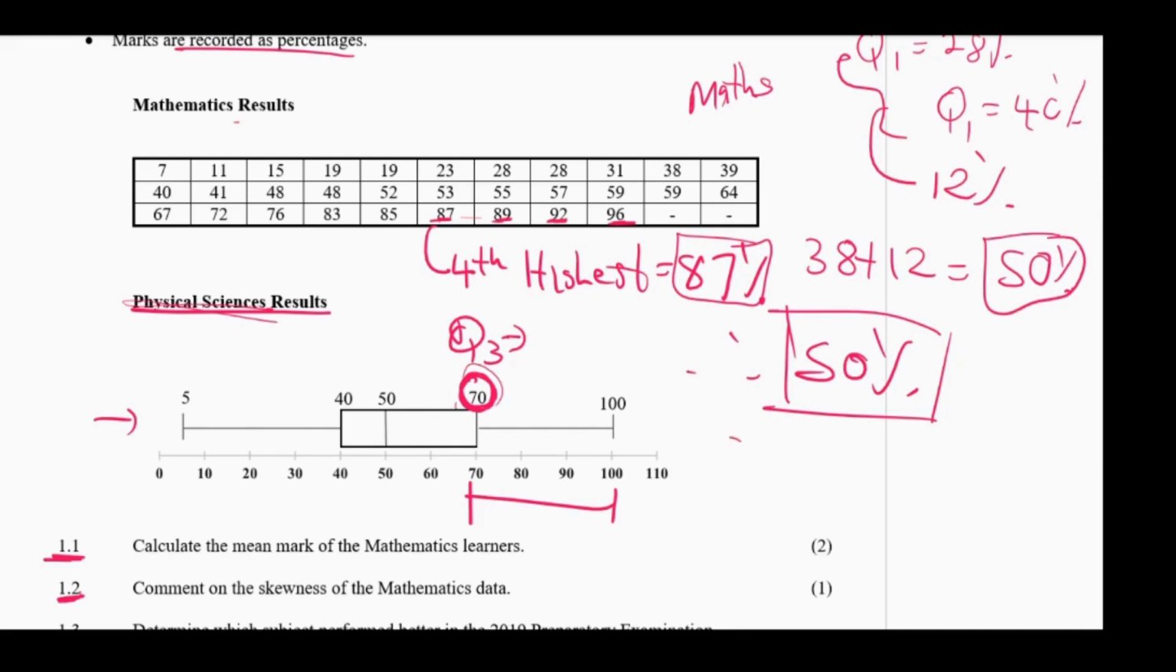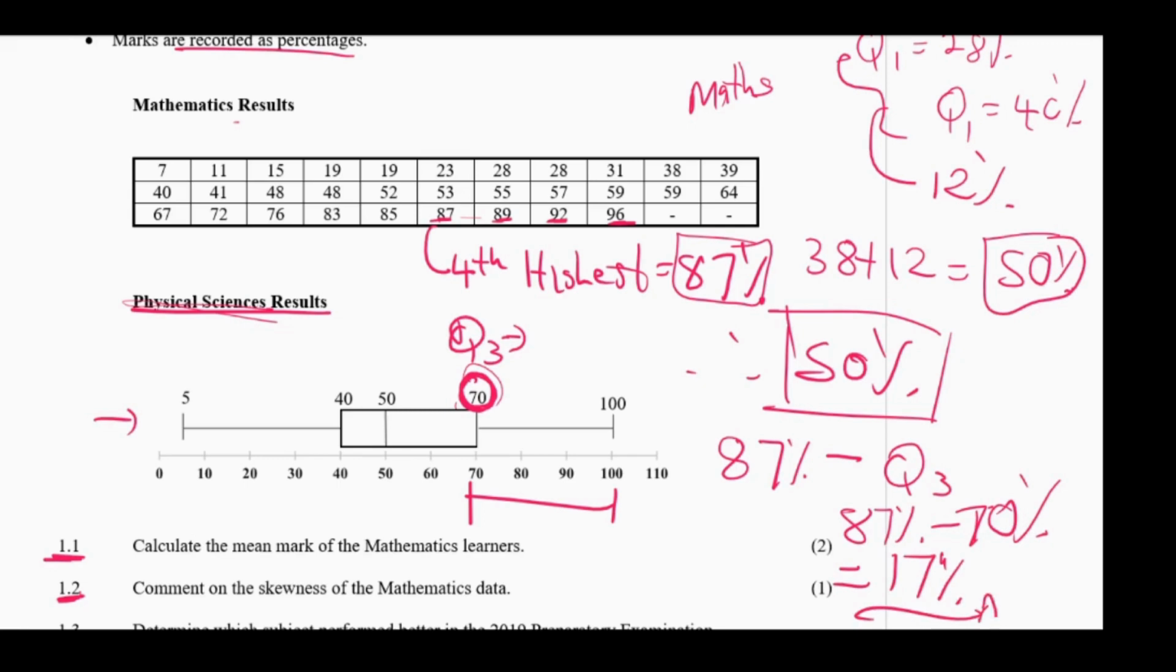So meaning that the highest from maths, which is 87%, minus Q3, which is 70%. So it's going to be 87% minus 70%. It's going to give us 17%, which is the highest difference of these marks. So basically this means now that the physics mark of this learner is 70%.